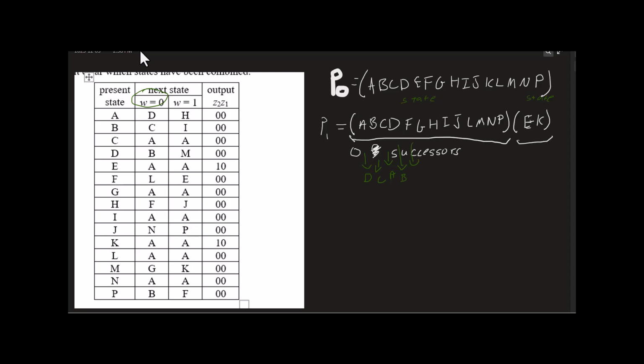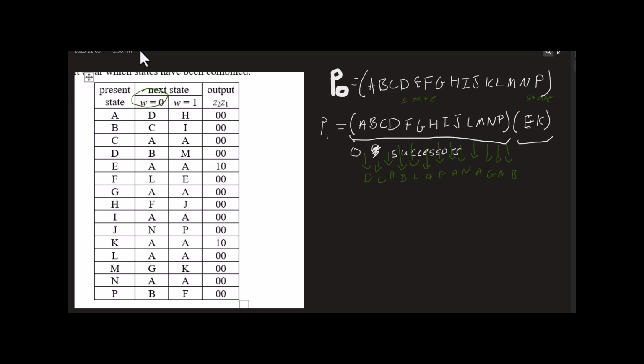F's, can y'all read that? Yes. F's next state is L. G's next state is A. H's next state is F. I's next state is A. J's next state is N. L's next state is A. M's next state is G. N's next state is A. And P's next state is B.